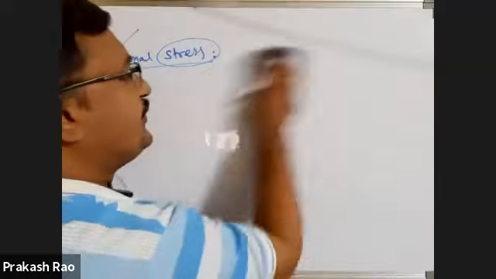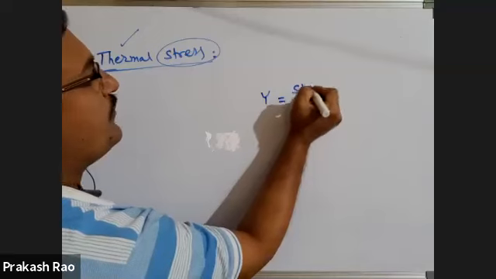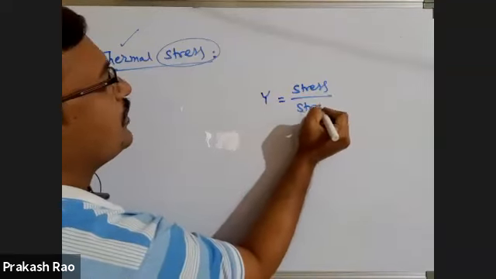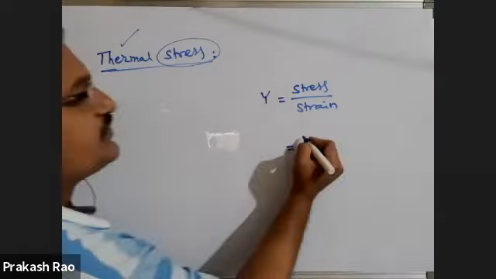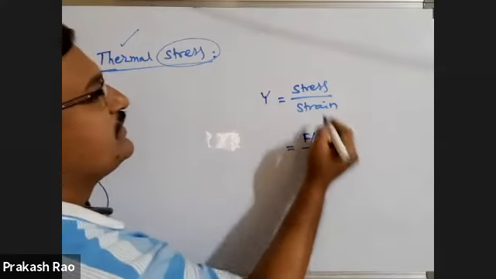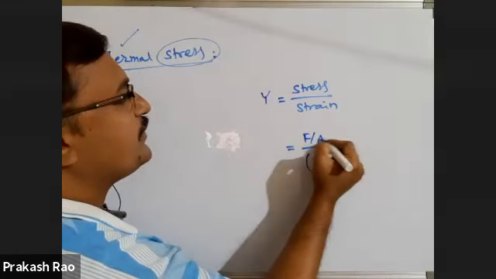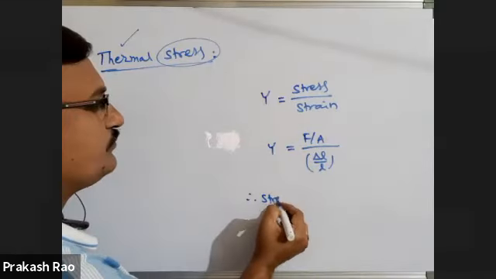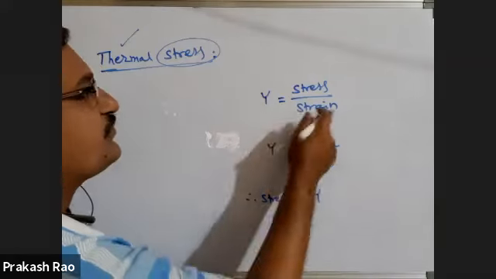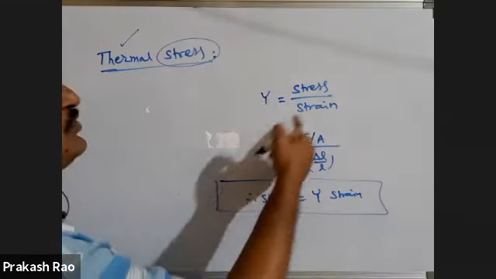In elasticity, you have studied about Young's modulus. What is Young's modulus? It is the ratio of longitudinal stress to longitudinal strain. Stress by strain, this is the expression for Young's modulus. Stress is F by A, force per unit area. Strain is delta L by L. Therefore, stress is equal to Y into strain.